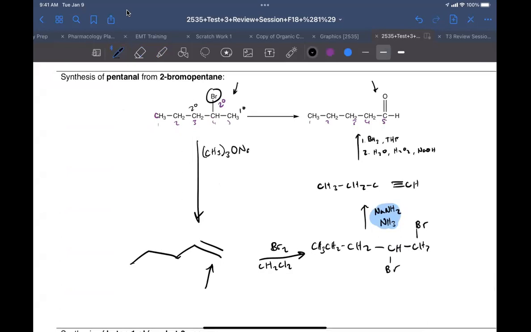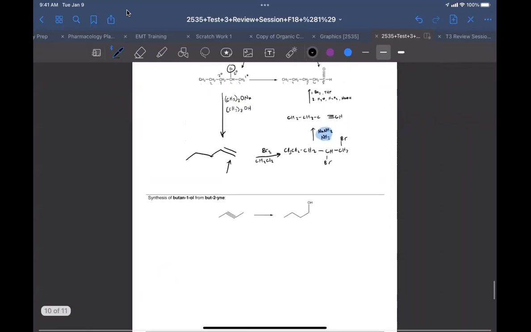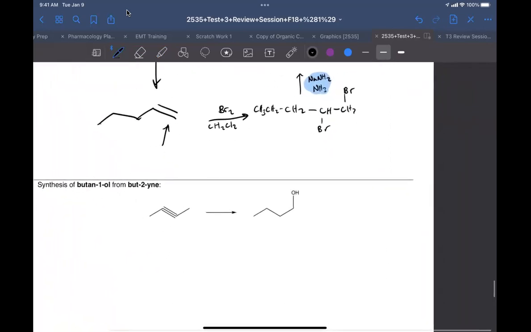This butoxide. There we go. Yeah, that's it. That's our alkene. Alkene to a dibromo to an alkyne to an aldehyde.